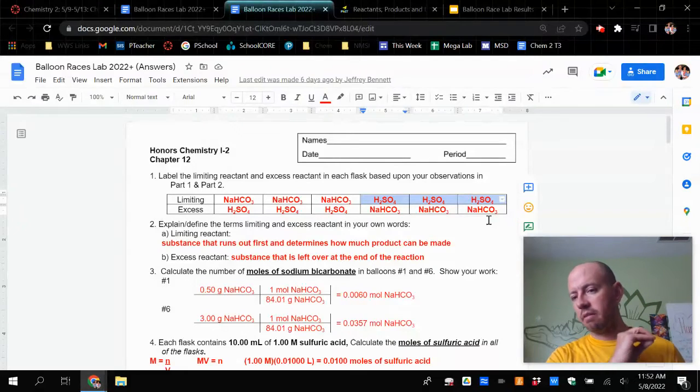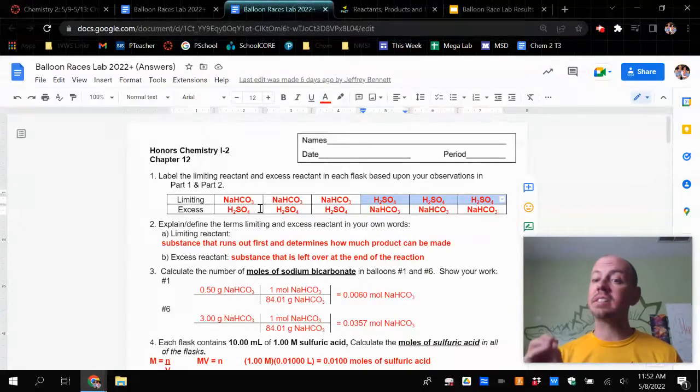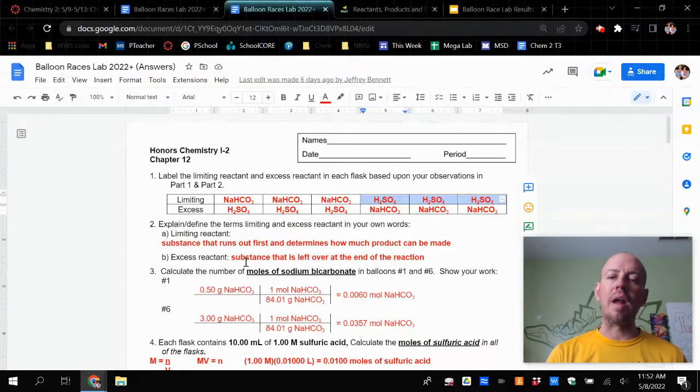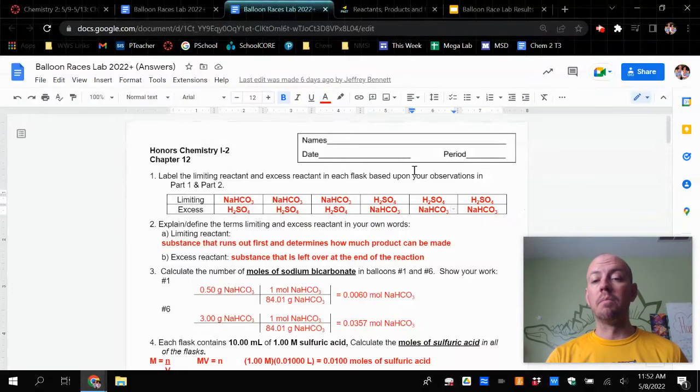That would be like, well, I ran out of cheese. It doesn't matter how much more bread I have right there. When I added more baking soda to my first few flasks, it did bubble more because I needed more of that, but more acid didn't. Over here, more acid bubbled more, but more baking soda shouldn't have.